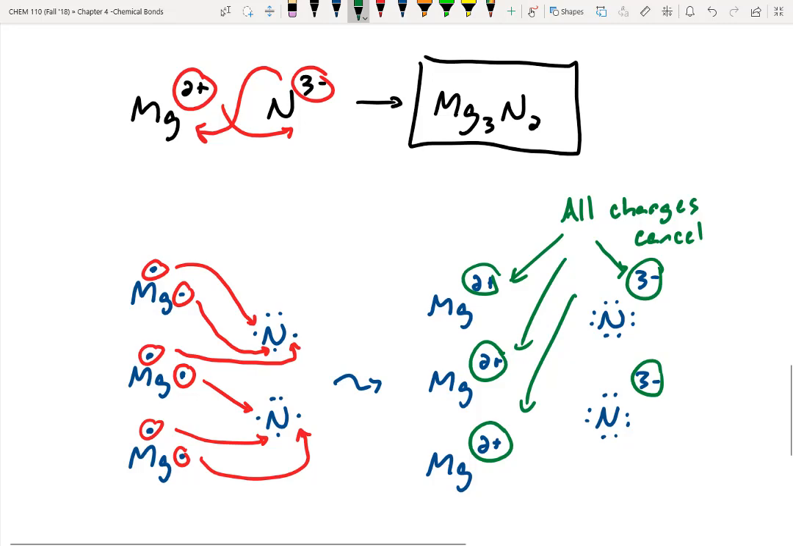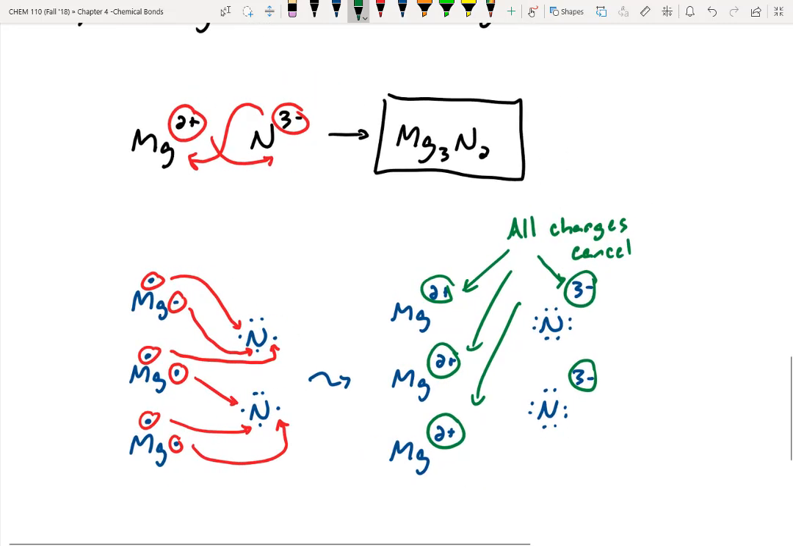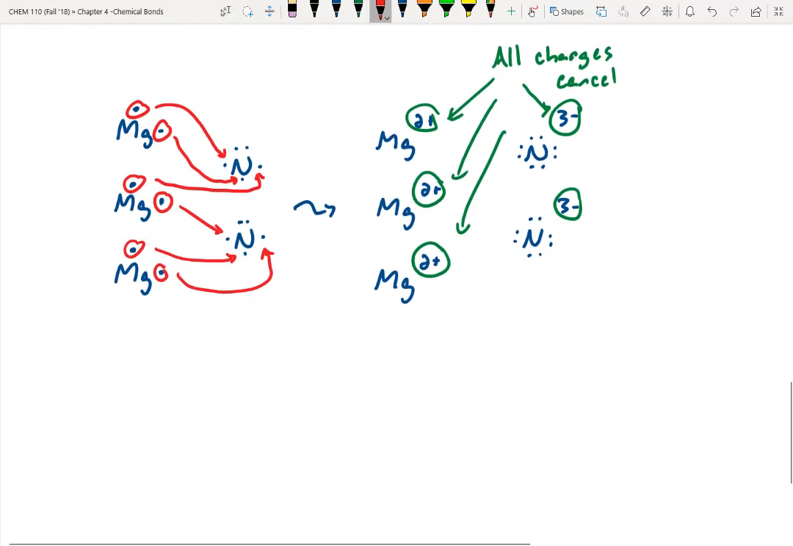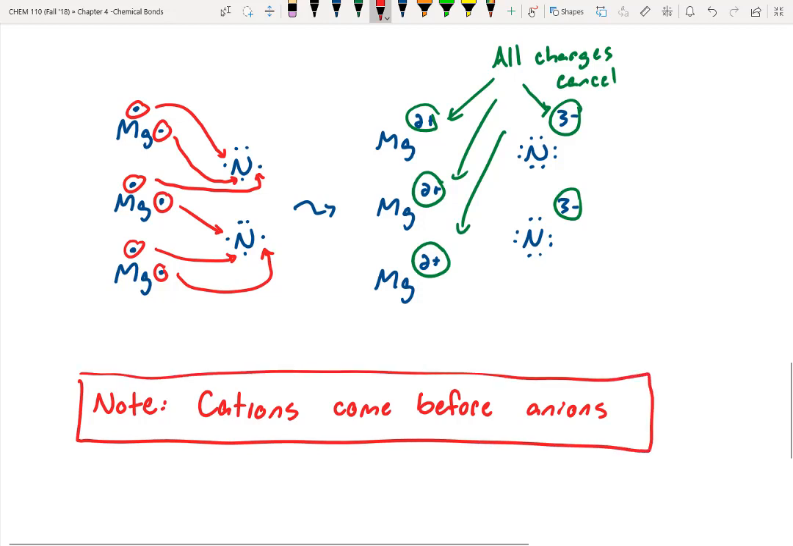Okay. The other important note, too, is oftentimes I see students where they write N2, Mg3. Conventionally, chemists like to always show their cations first and then their anions second. So let's make a note of that. Note, cations come before anions. It's just conventionally how all chemists worldwide will write out an ionic compound.